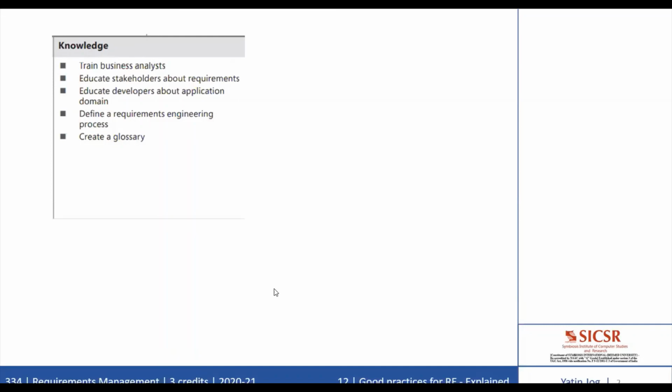And the last good practice from the knowledge point of view is to create a glossary. A glossary defines specialized terms from the application domain, which will minimize misunderstandings. It includes abbreviations, acronyms, and terms that can have multiple meanings, and terms that have both domain-specific and everyday meanings. A glossary could be a reusable enterprise-level asset.